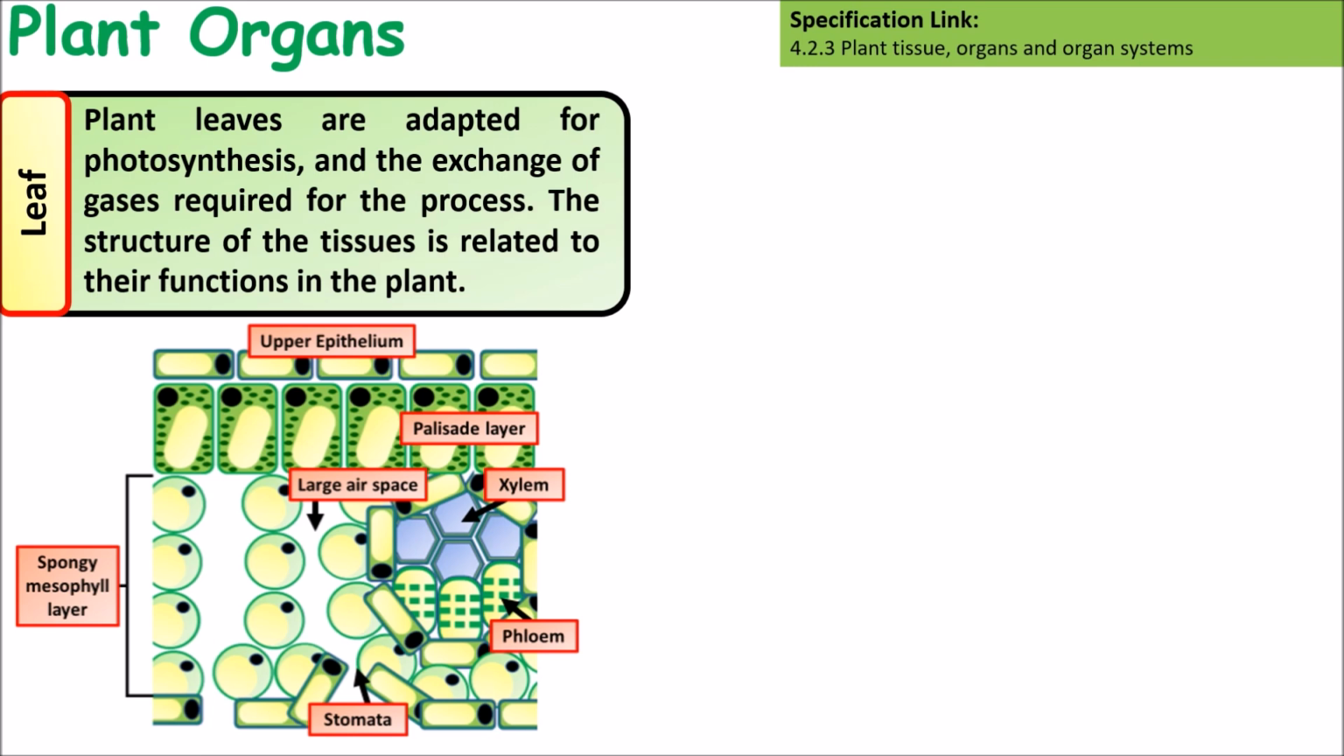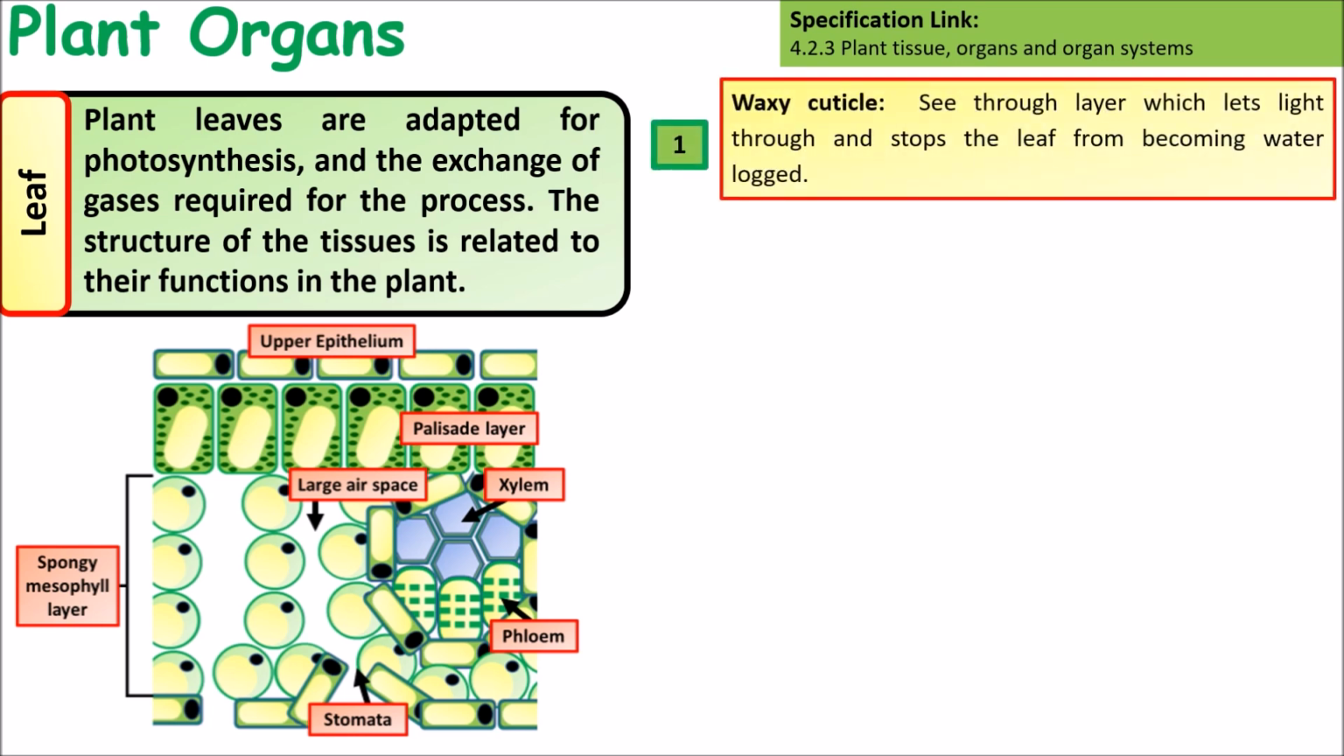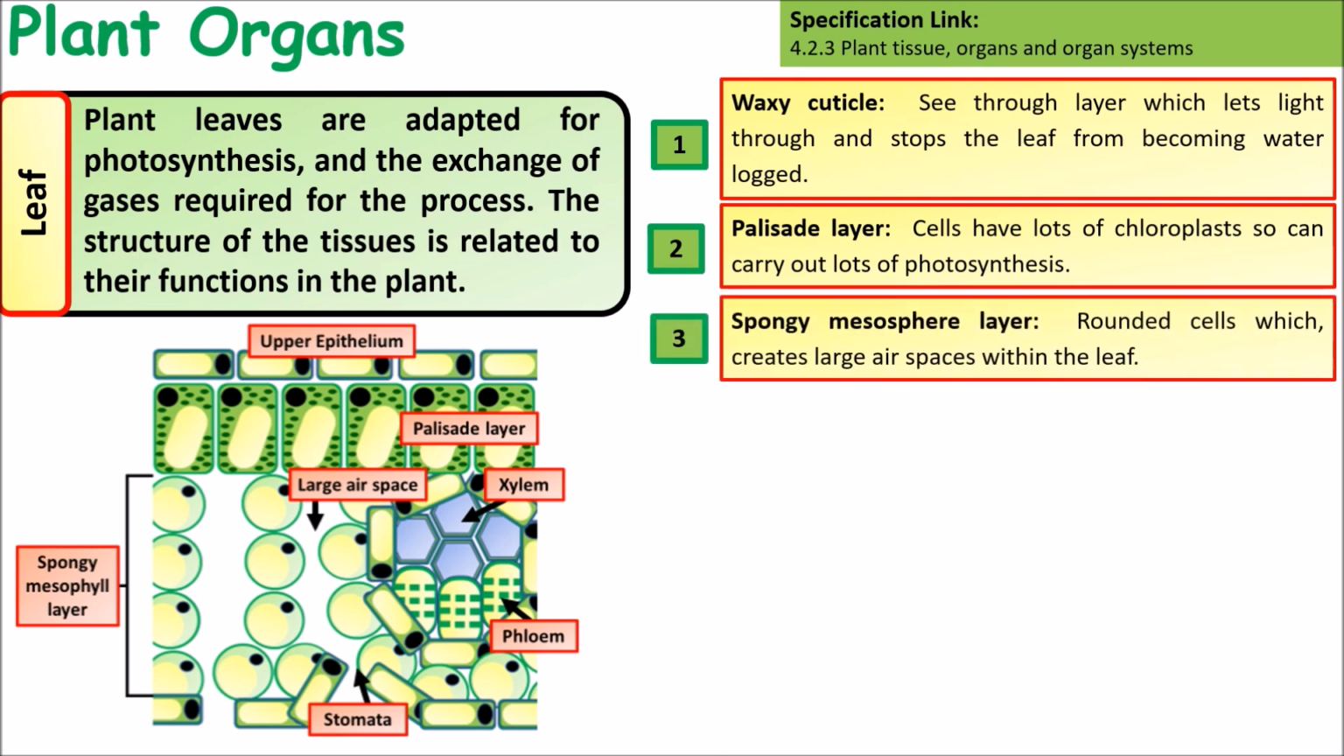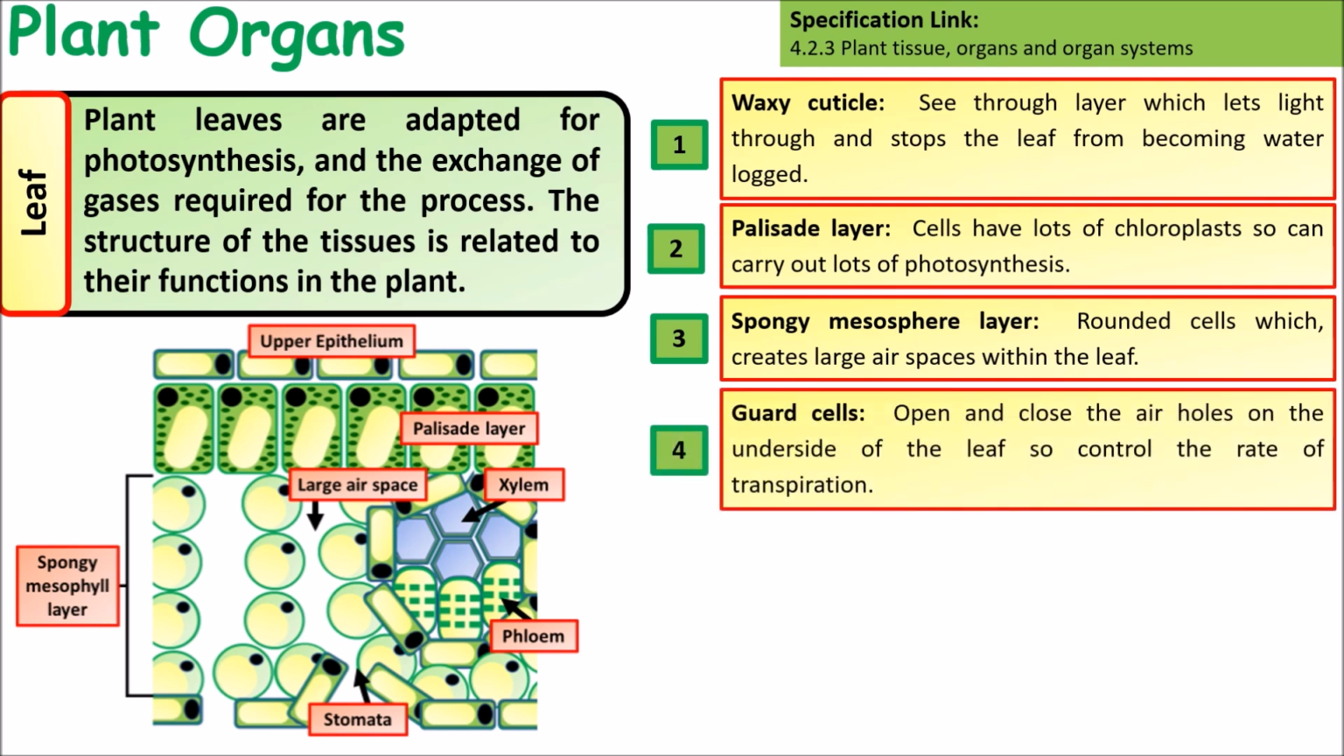Plant leaves are adapted for photosynthesis in a range of ways. So at the top they've got a waxy cuticle. This stops excess water from entering the leaf from above and stops it from becoming waterlogged. It's got a palisade layer, so these cells have lots of chloroplasts, so carry out lots of photosynthesis. This layer is found near the top of the leaf. The spongy mesophyll layer has lots of rounded cells, so creates lots of large air spaces for gas exchange to take place. You've got guard cells at the bottom.